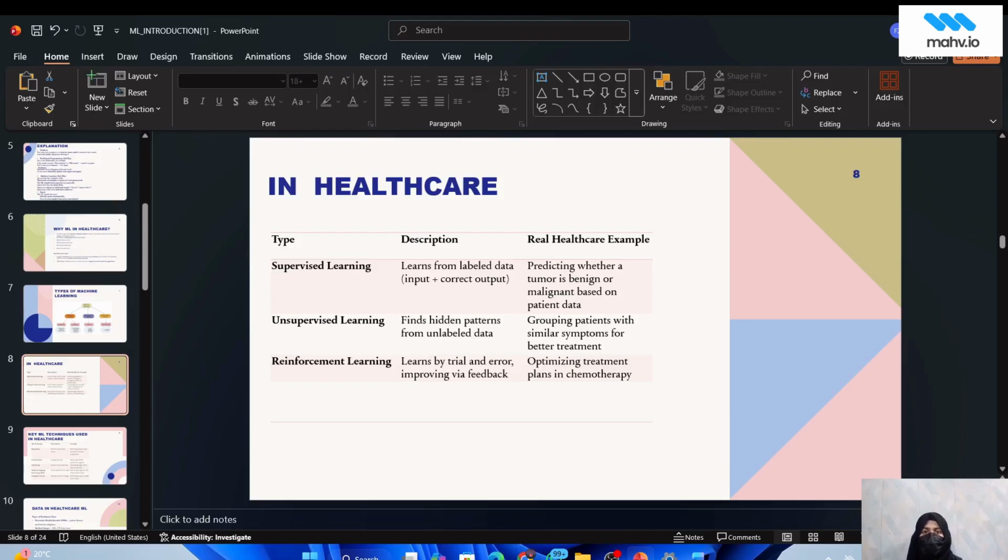These are the three types of machine learning, but there is one more: semi-supervised learning. In semi-supervised learning, we have both supervised and unsupervised learning, just like Google Photos. So semi is in between supervised and unsupervised learning.